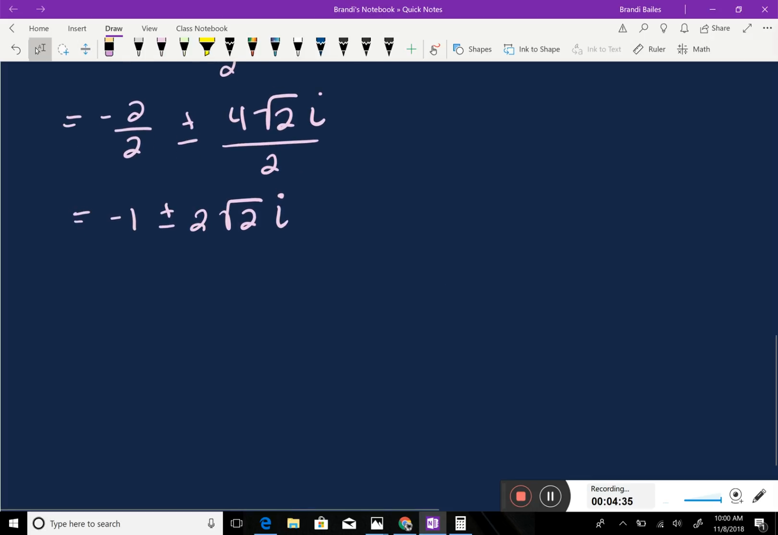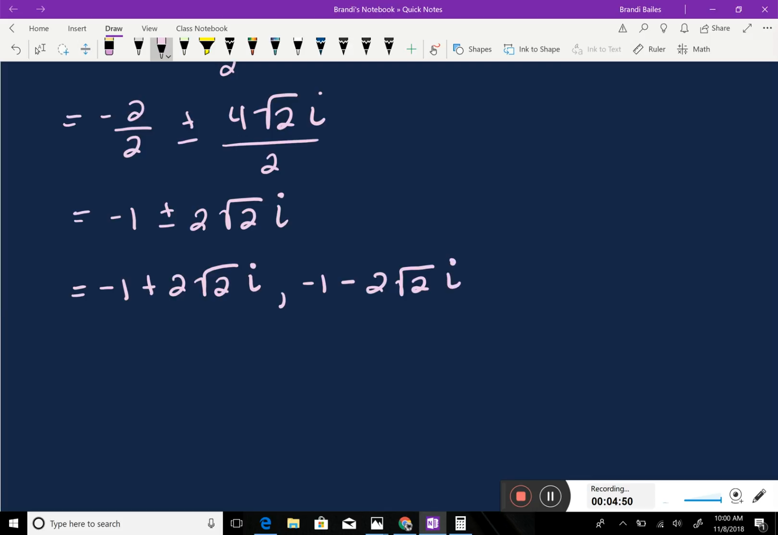And if the book requires two separate solutions, we just want to write the plus and the minus separately. So this is negative 1 plus 2 root 2 i, comma, negative 1 minus 2 root 2 i.